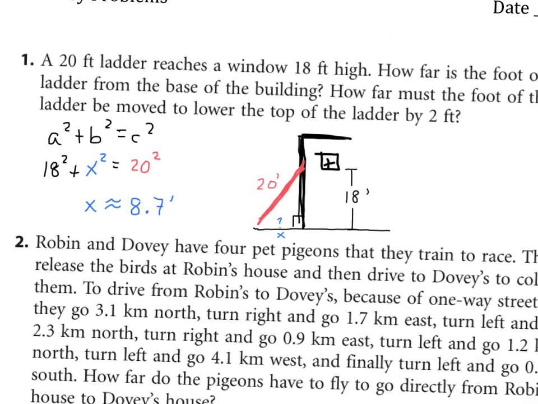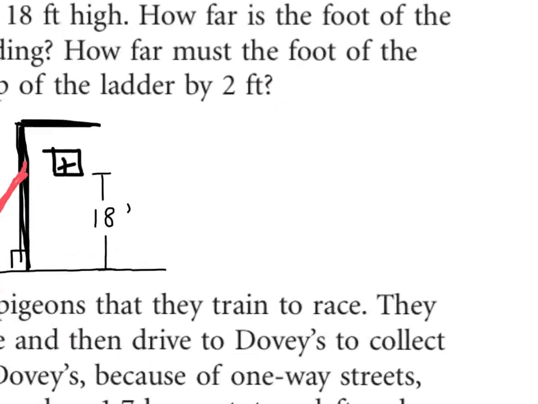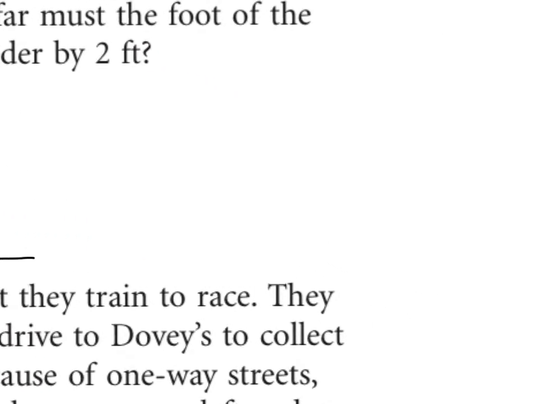All right, now the next part says, how far must the foot of the ladder be moved back in order to lower the top of the ladder by 2 feet, which now gives us a new diagram. The height now, instead of 18, is now going to be 16. My ladder did not adjust and get longer. It's still going to be 20 feet here.